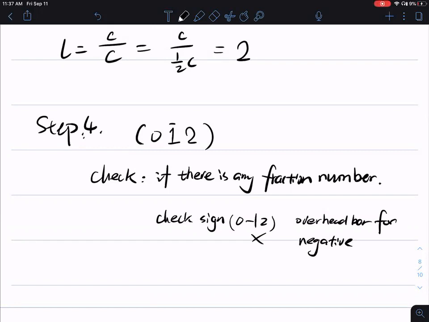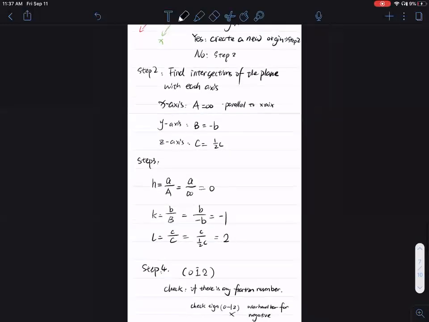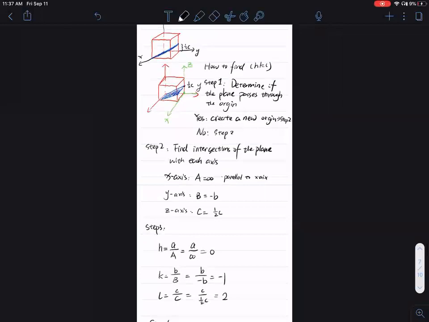Okay. So those are the 4 steps to find crystallographic planes. The most important step is step 1. You have to make sure your plane doesn't cross through the origin. If it does, create a new origin. All right, then step 2, find the interceptions. Step 3, plug them into the equation to find HKL. Step 4, just put them in parentheses. You get the crystallographic plane indices. All right, any questions?